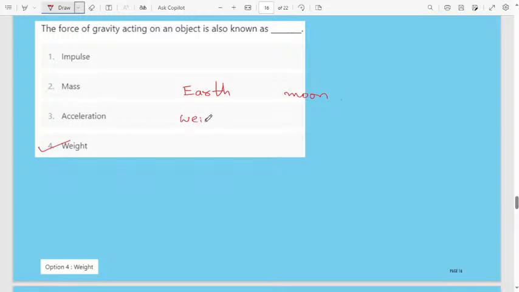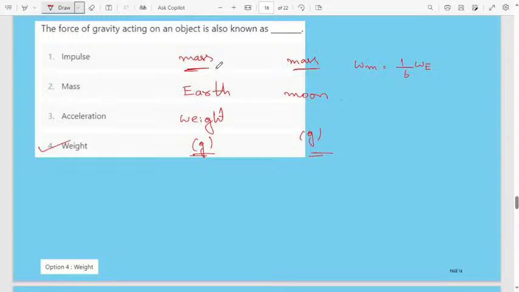Weight goes on changing because the earth's gravitational force and the moon's gravitational force are different. That's why the weight of an object on the moon is equal to 1 by 6 of the weight of the object on the earth. Weight mainly depends upon the gravitational force. Gravitational force is not the same on the earth and on the moon, but the mass of any object on the earth is equal to its mass on the moon.